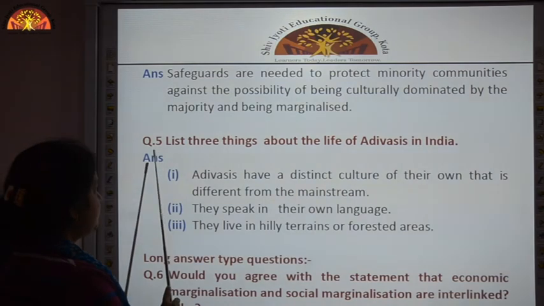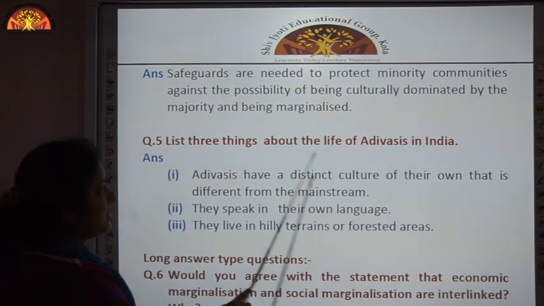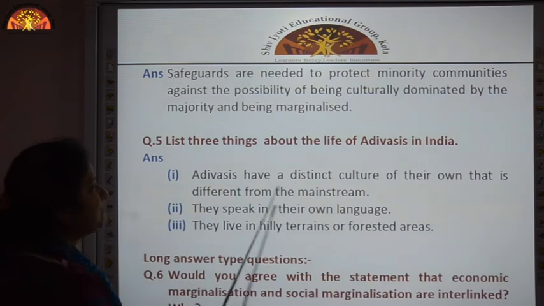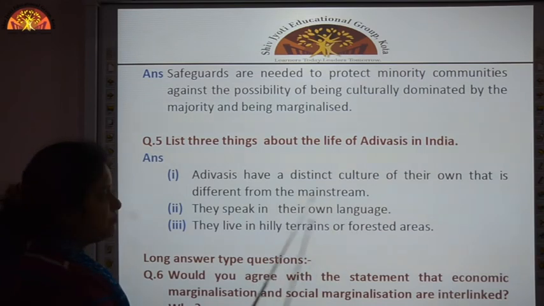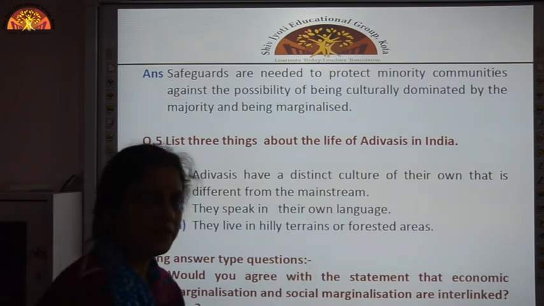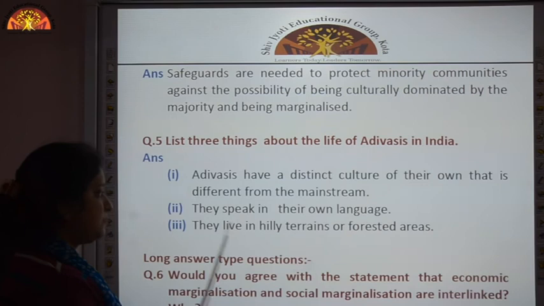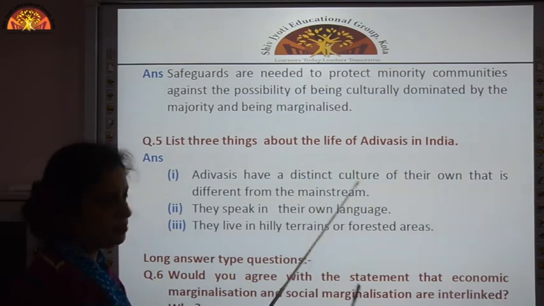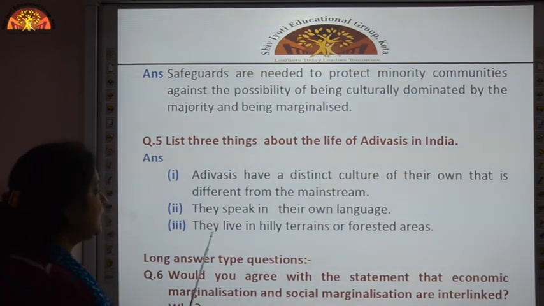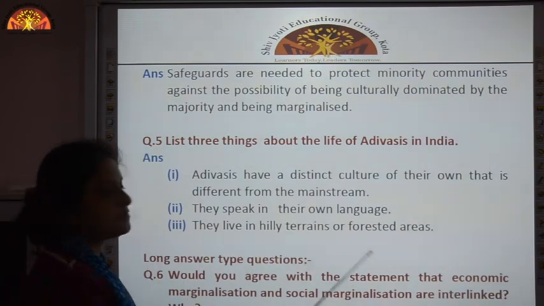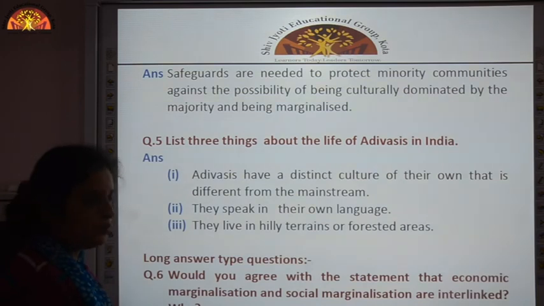Now, question number 5. List 3 things about the life of Adivasis in India. Number 1, Adivasis have a distinct culture of their own that is different from the mainstream, or we can say the majority communities. They speak in their own language, as I have just told you, Bengali, Santhali and some other languages also, and they live in hilly terrains or forested areas. Okay? They tend to live in forested areas.